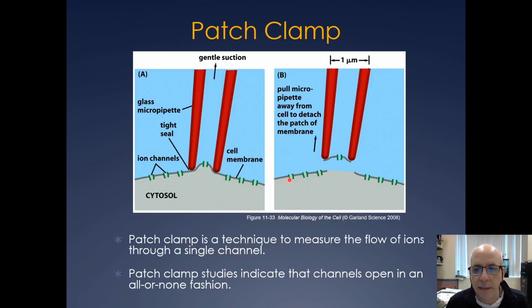So a technique used in neuroscience is called patch clamp, where you can gently suck up a little portion of the membrane so that you have a single ion channel. Using this, you can measure the current across it. Studies using patch clamp indicate it's sort of all or none. You can't have a partially open ion channel. It's either open and there's a free flow of ions, or it's closed. It's a simple enough concept.